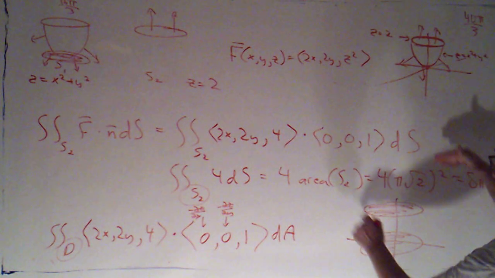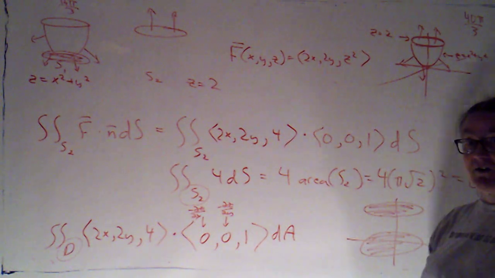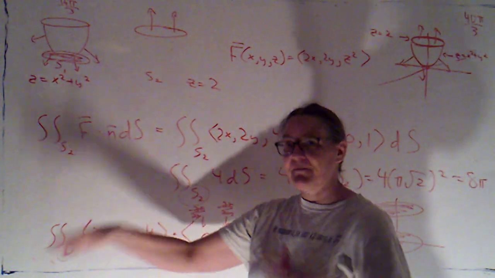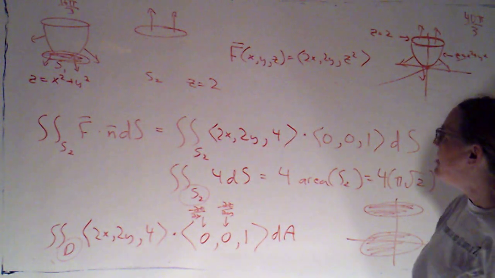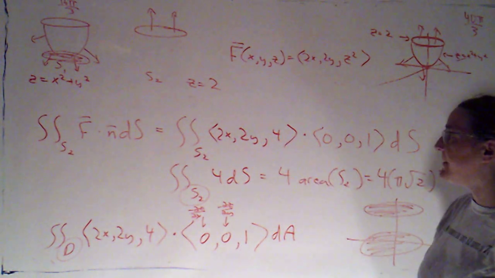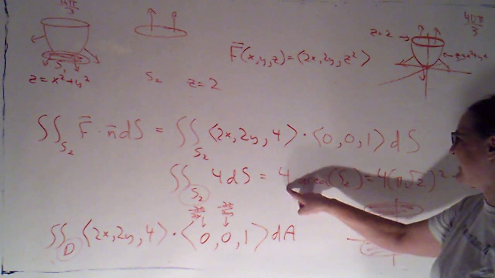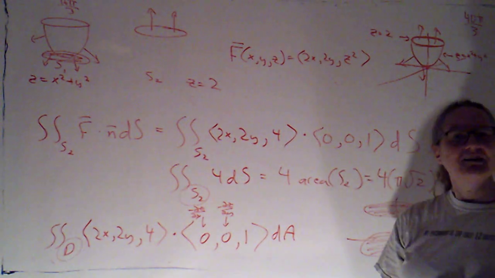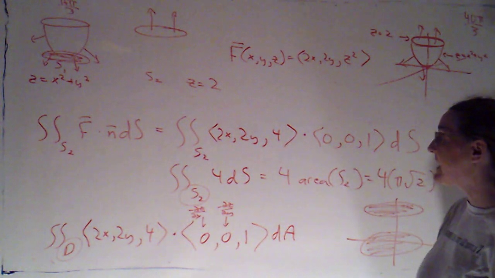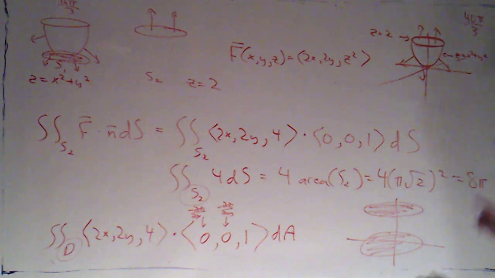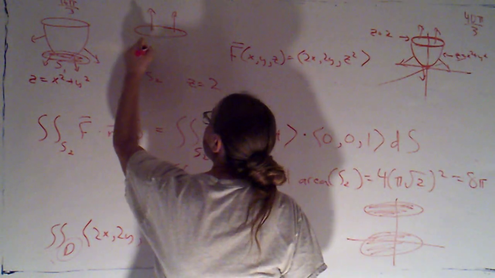Normally, when we have a curved surface, it's absolutely necessary to parametrize and drop it down onto D. But in this case, because we ended up integrating a constant, I could just say it's a constant times the area of our surface. That works. Okay. So you'll notice what we got was 8 pi here.